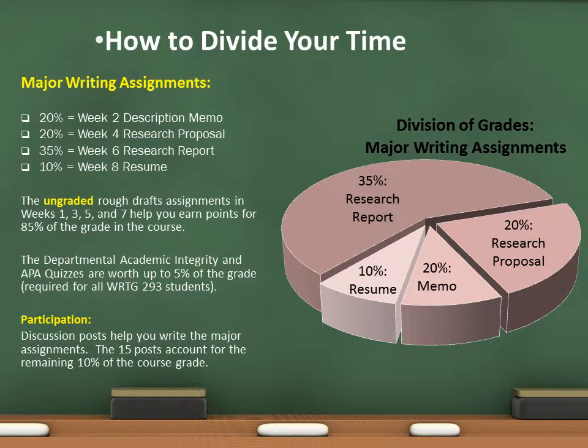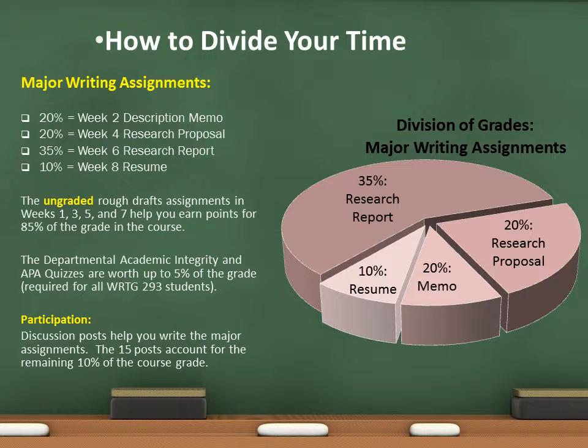In other words, you have 2 weeks to work on each major assignment, and at the end of week 1, the beginning of week 2, for example, for the memo, you'll have my feedback to help guide you in revising the assignment. There is a 5% of the grade that's for 2 quizzes.